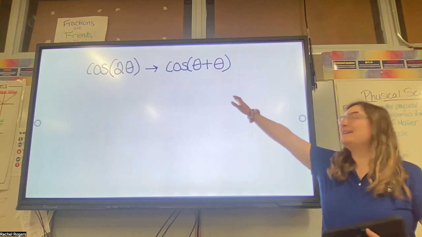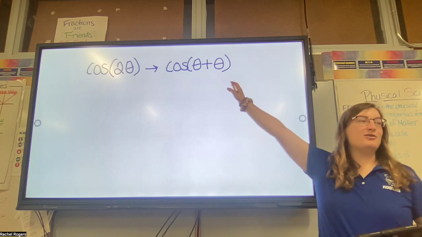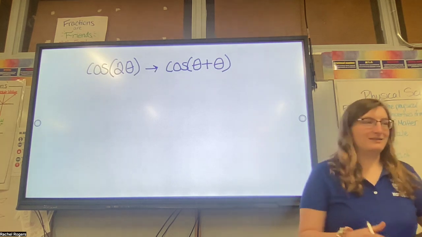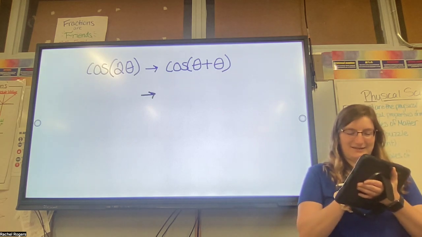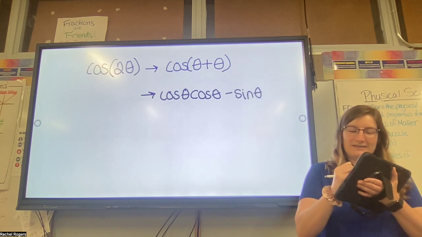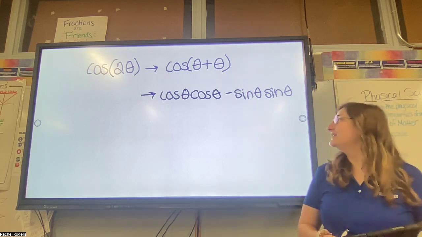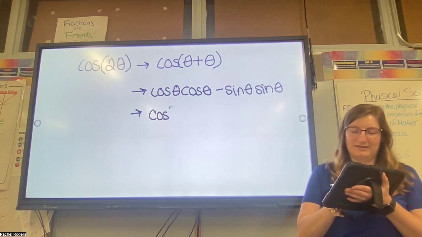All right. If theta is A and theta is B, how can we use our sum of cosine identities from that box from Friday? The cosine of A and then is it times sine? So this is cosine of A times cosine of B minus sine of A times sine of B, which if A and B are both theta, this is cosine squared of theta minus sine squared of theta.